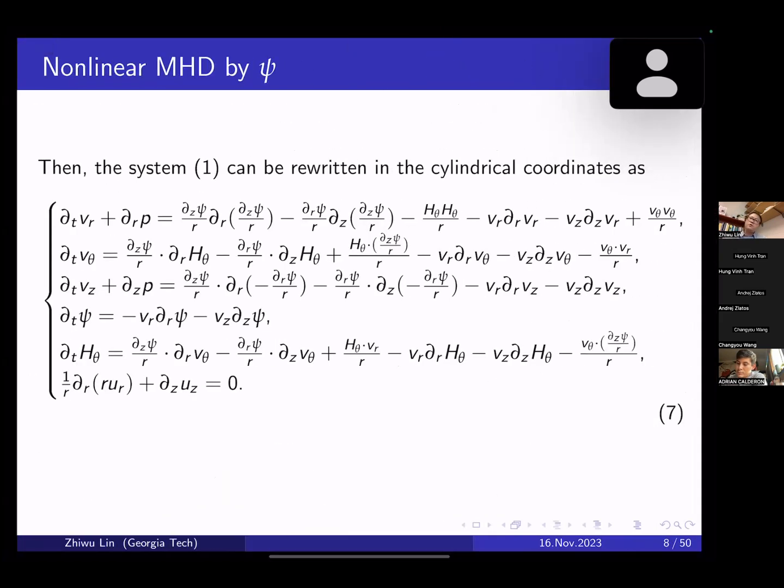Now if we use the magnetic potential psi to replace the R and Z components of the magnetic field, but we still keep the theta component of the magnetic field, then we get the following equivalent system. Throughout this talk, we only look at axisymmetric perturbations, axisymmetric solutions of the MHD model. In other words, all our quantities depend on R and Z. Now the MHD system becomes this equivalent system, system number 7.